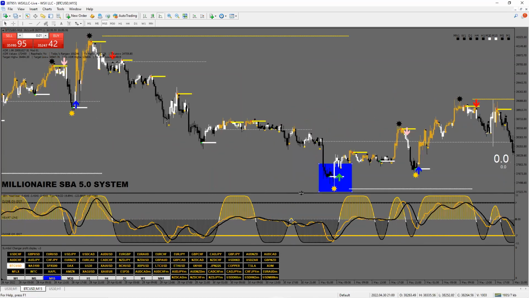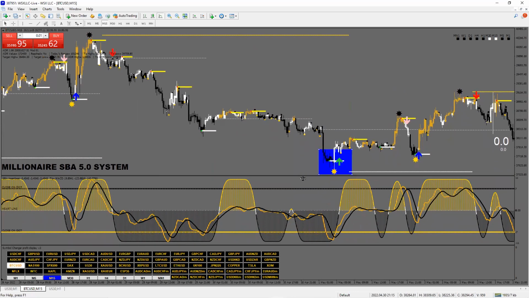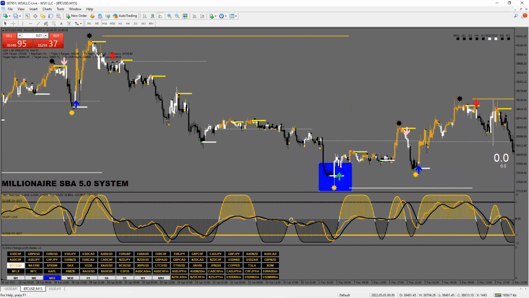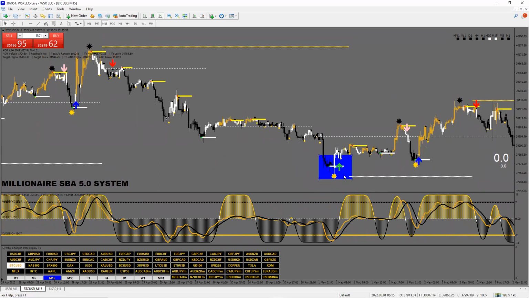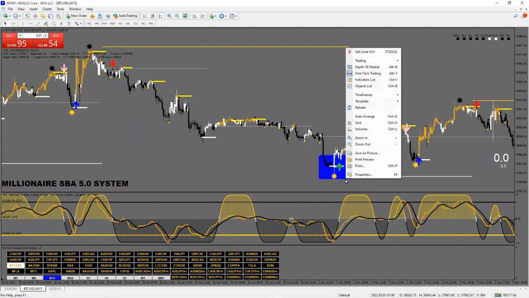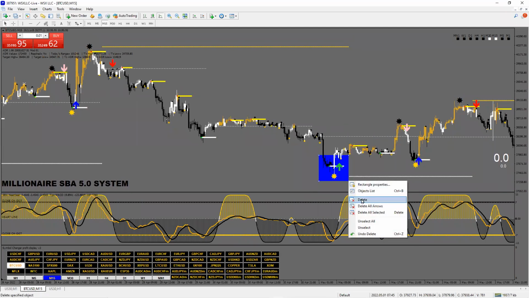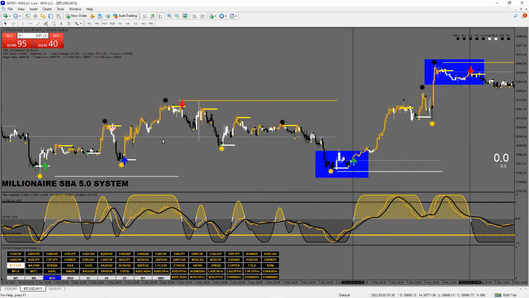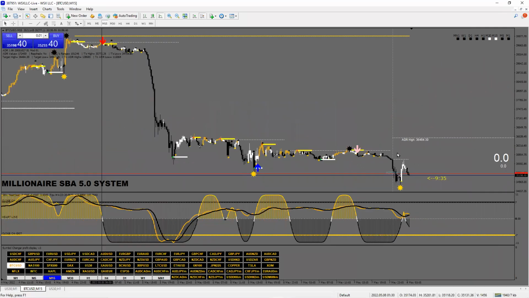Oh, wow, this thing is being stubborn. There you go. We're going to get rid of all these. All right, we're going to go to the end of the chart. Here we are live. And what is this doing right now?